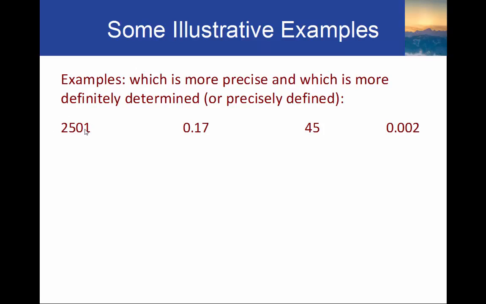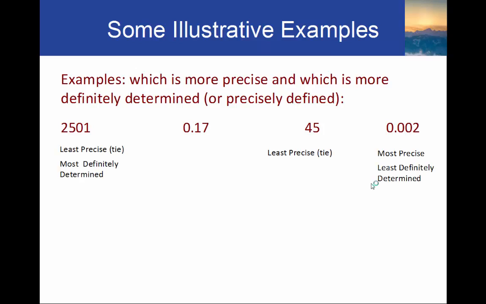2,501 has four significant figures. 0.17 has two significant figures. 45 has two significant figures. And 0.002 has only one significant figure. So 2,501 is the most definitely defined, 0.002 is the least definitely defined. So this basically is your set of answers to that to keep in mind.